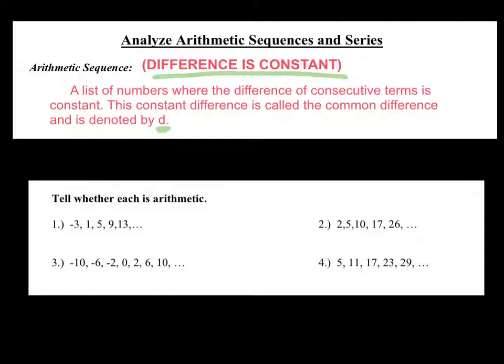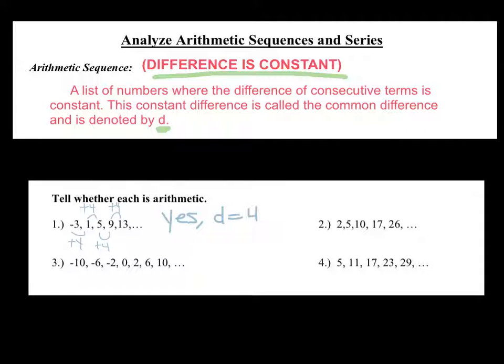So it says, tell whether each is arithmetic or not. If we look at number 1, we're going from term to term. The first term is negative 3, and from negative 3 to 1, that's adding 4, 1 to 5, plus 4, 9 to 13, plus 4. So in this case, it is arithmetic. So we're going to say, yes, it is, and the common difference is 4.